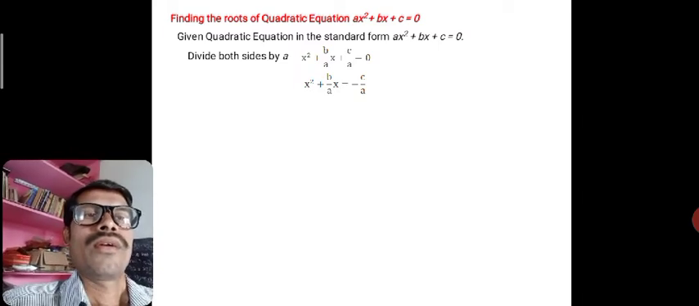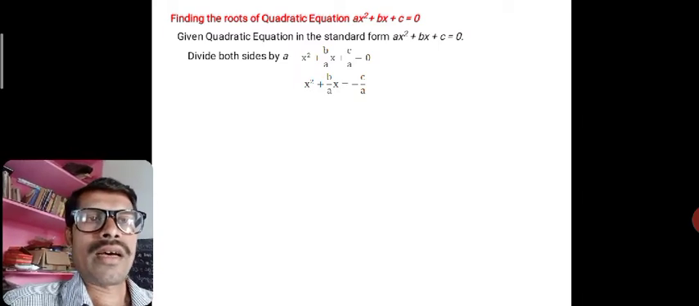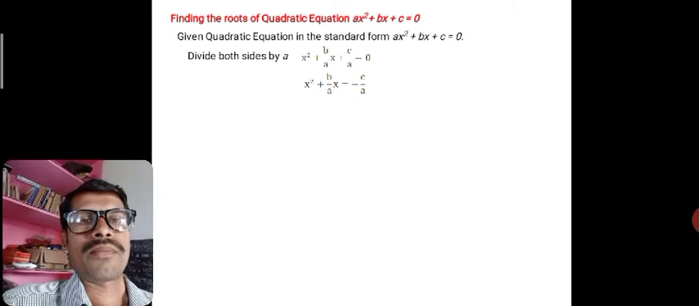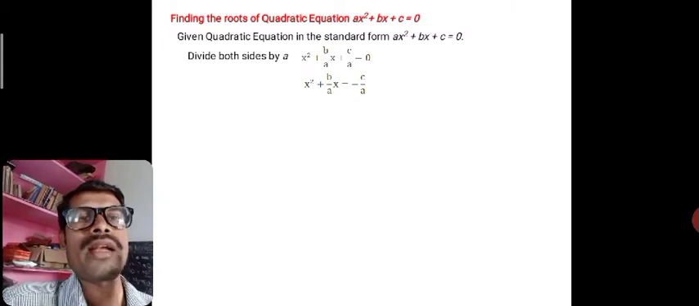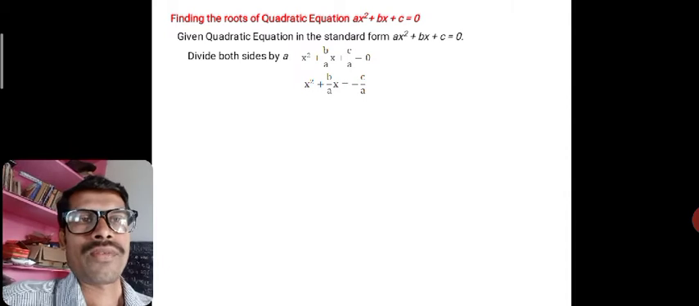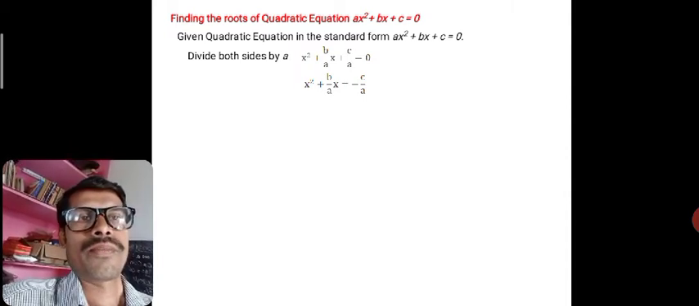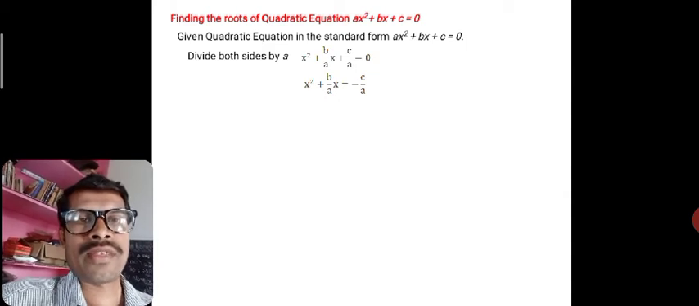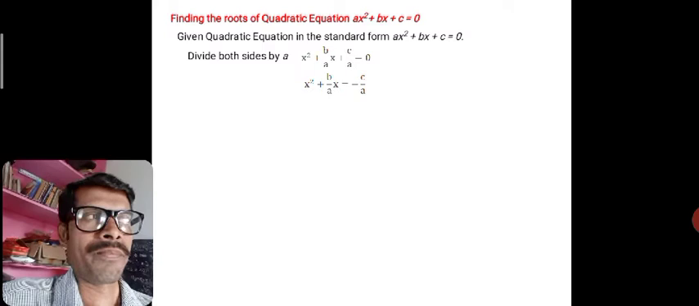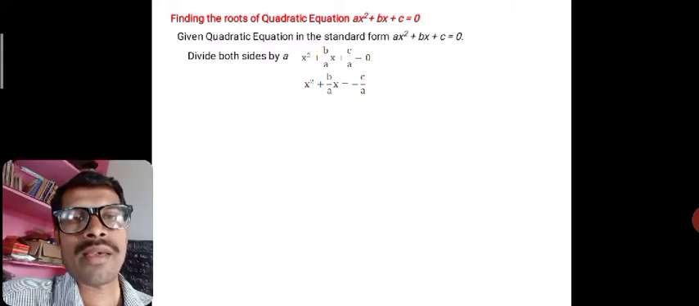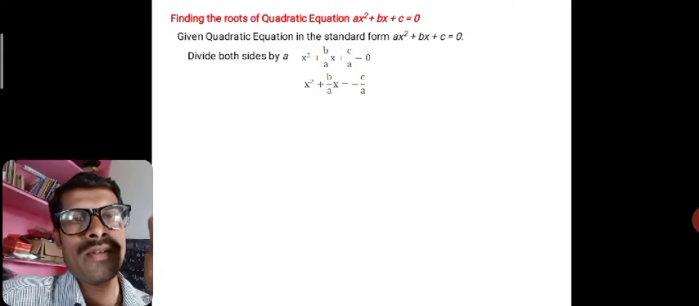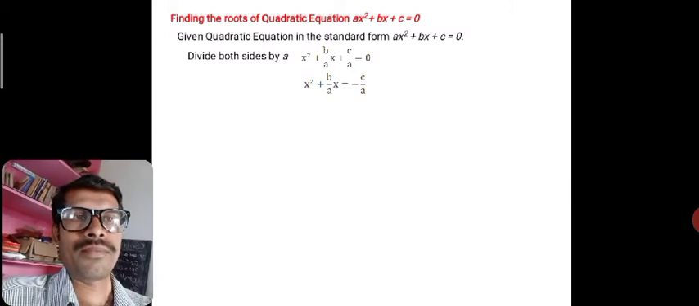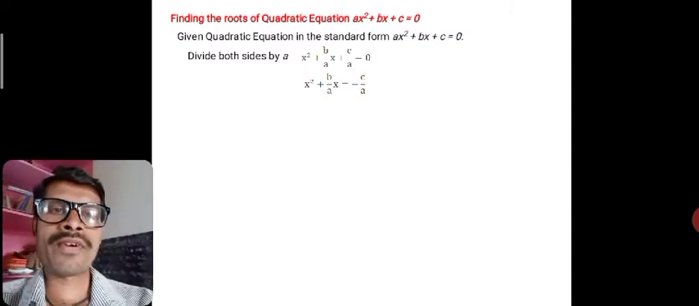Now, for that the left side should be in the form of a plus b whole square. We have to make it into a perfect square. For which, what do we have to add or subtract to make x square plus b by a into x a perfect square? Which are the two perfect squares in algebra? A plus b whole square and a minus b whole square. We have to reform that LHS into the standard, that is the perfect square form.